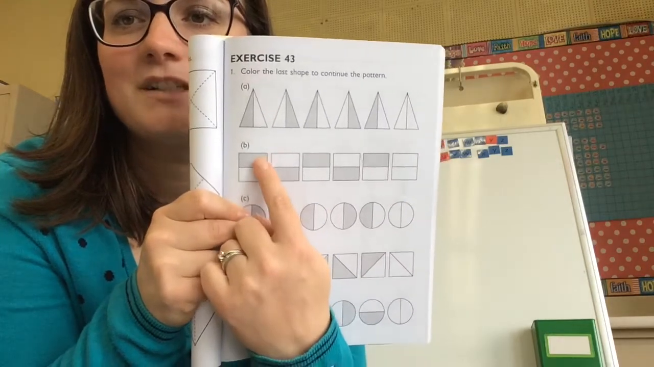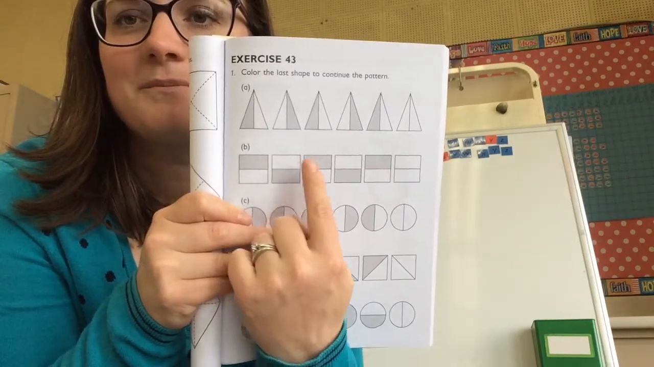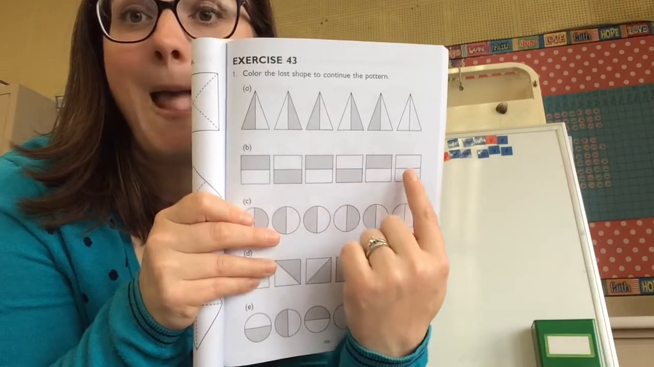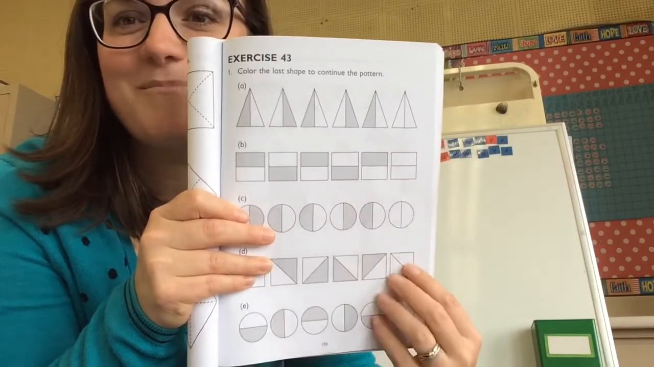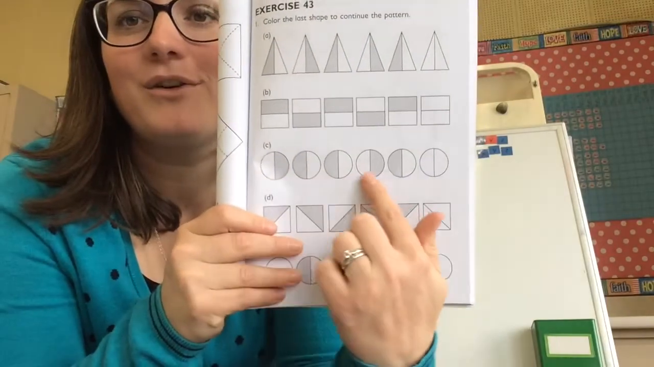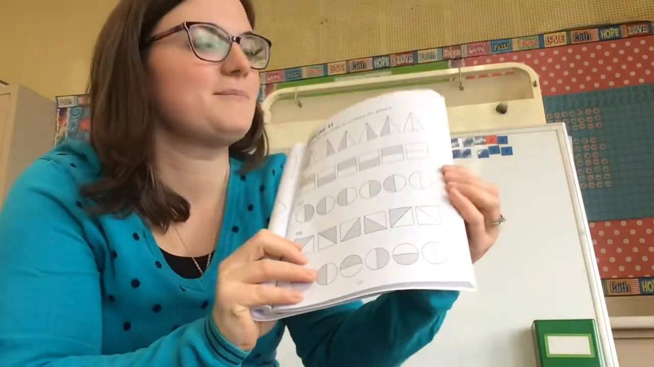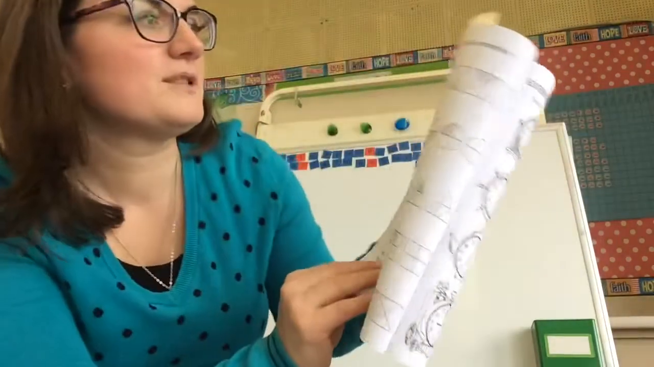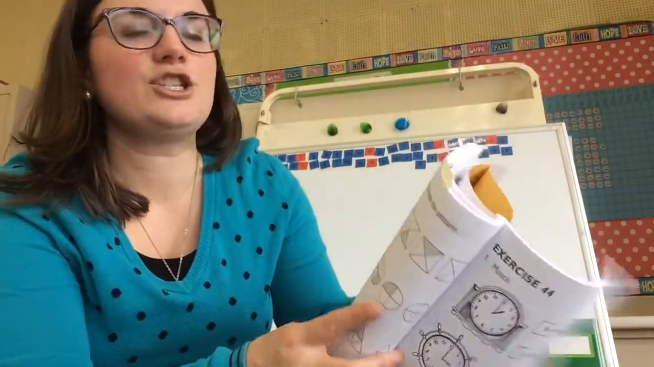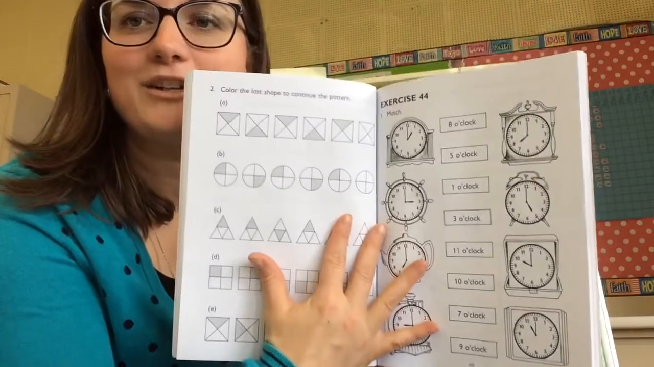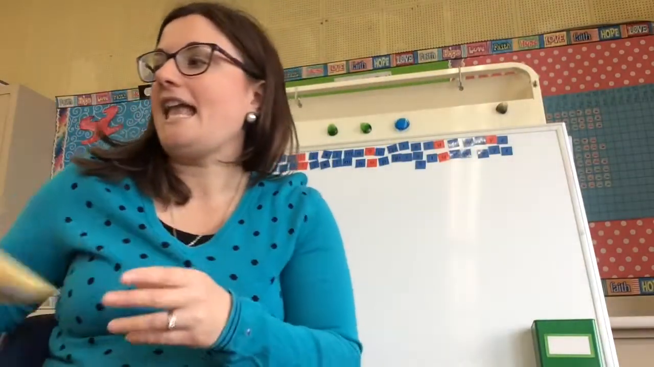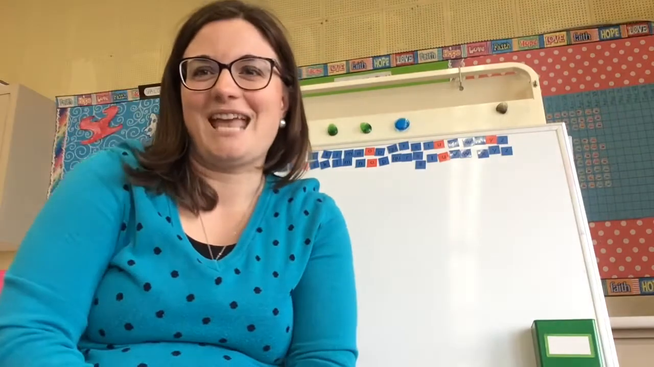Same thing here. Top, bottom, top, bottom, top, bottom. You'll color in the bottom one. The same with our circle, go across. You'll do this on this page, and you'll continue on the next page. So you're going to color in the last shape that completes the pattern. And so watch how you go there. So exercise 41 and 43 that you're going to do today.